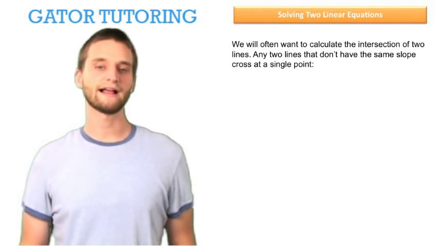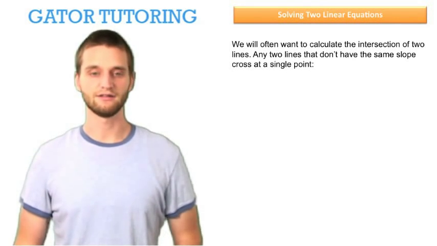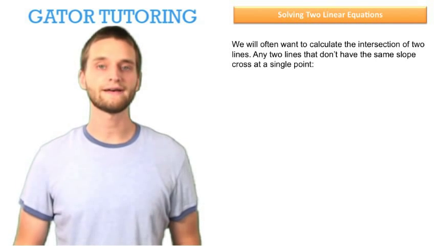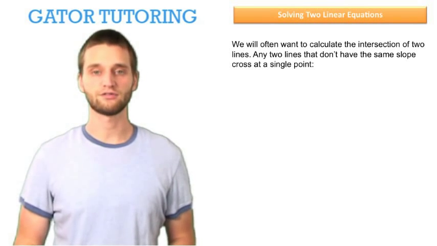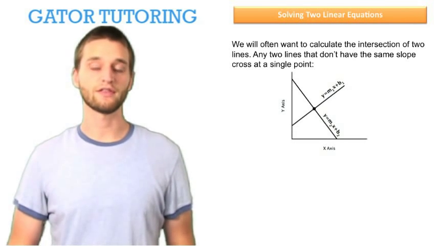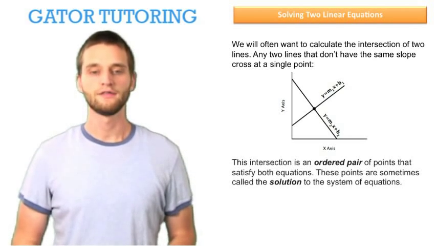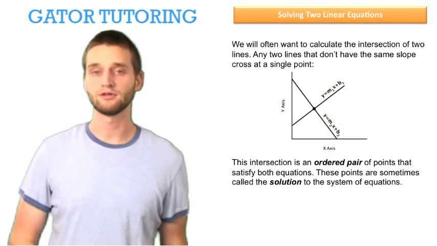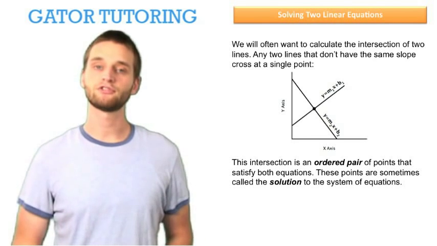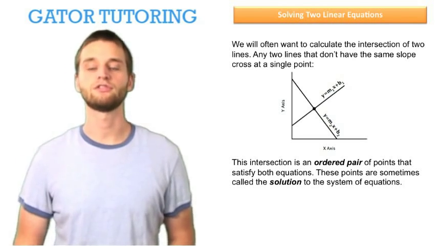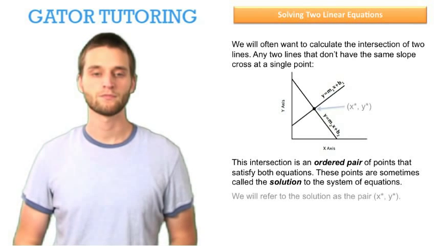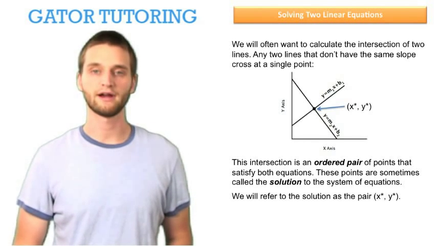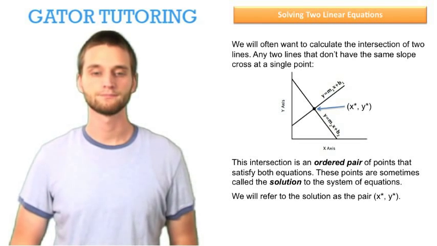We will often want to calculate the intersection of two lines. Any two lines that don't have the same slope cross at a single point, just like the lines shown here. This intersection is what we call an ordered pair of points that satisfy both equations. These points are sometimes called the solution to the system of equations. We will refer to the solution as the pair x star, y star.